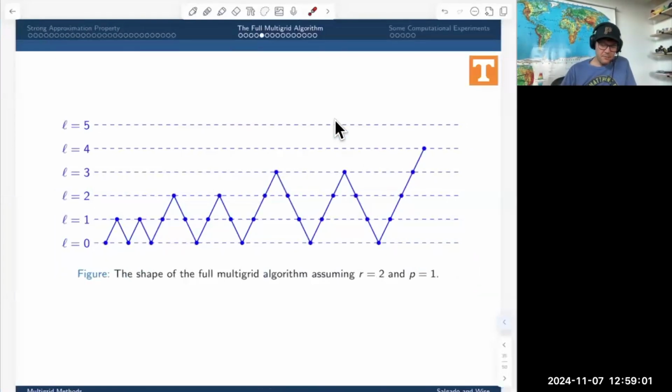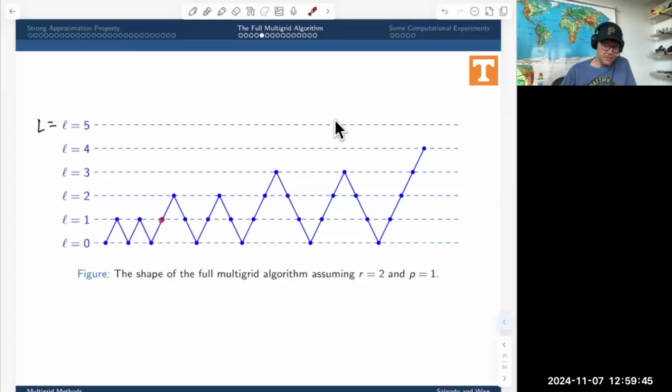The basic idea of the full multigrid algorithm is we're going to start at the lowest level rather than the highest level. Suppose that capital L up here is equal to 5. We start down at the lowest possible coarse grid level and solve the problem there, then prolongate that solution up to the level 1 grid. We use it as an initial guess to our standard multigrid algorithm, and we do 2 cycles of that.